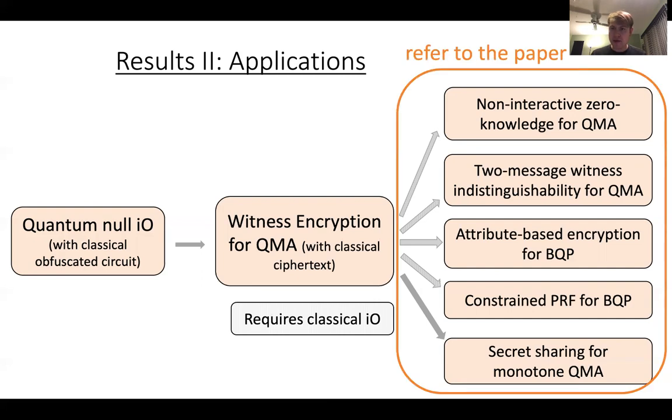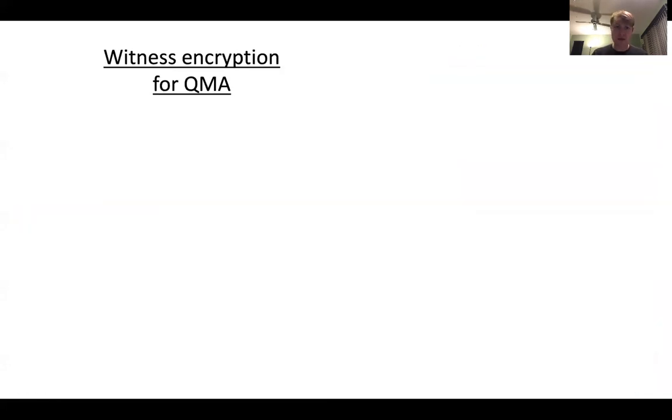But I'll refer to the paper for all of the descriptions of these primitives and implications. For the rest of this talk, I just wanted to talk first about this implication, that quantum null IO implies witness encryption for QMA, and then give an overview of how we actually construct the quantum null IO. So first, witness encryption for QMA. What is it?